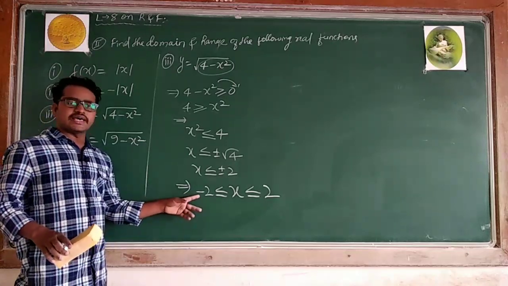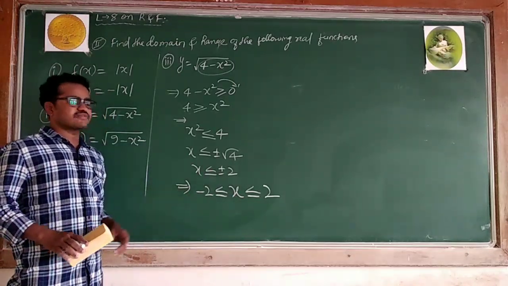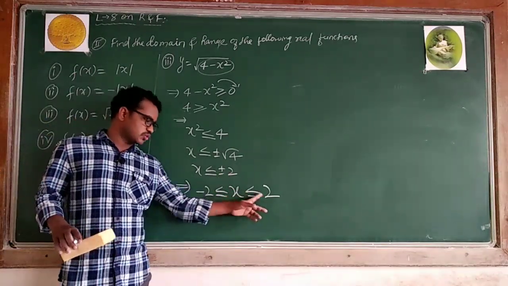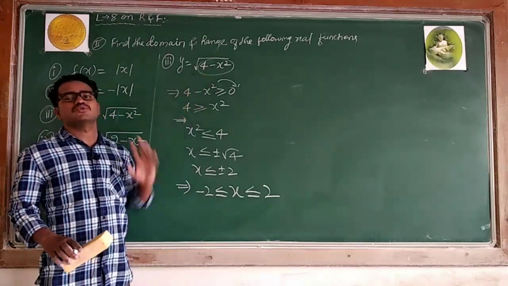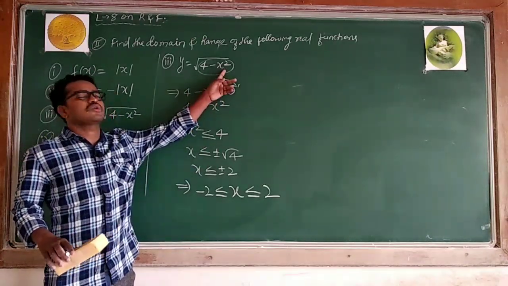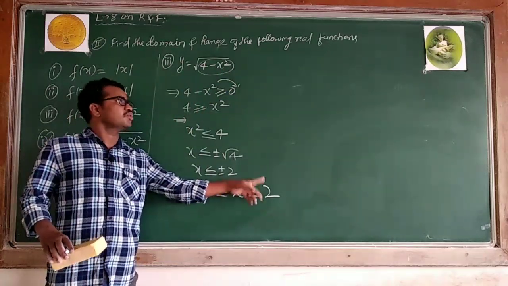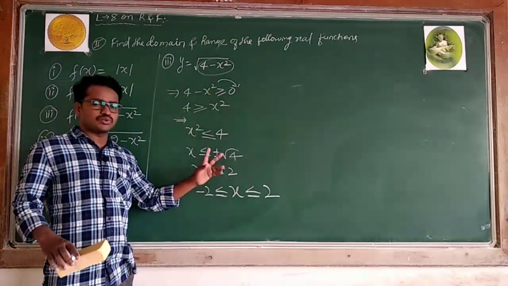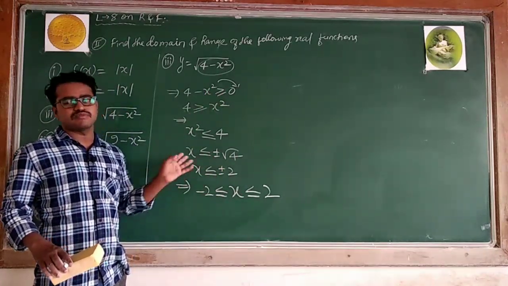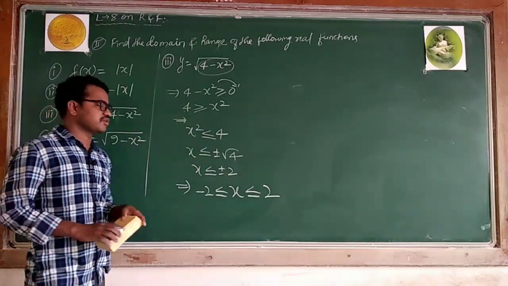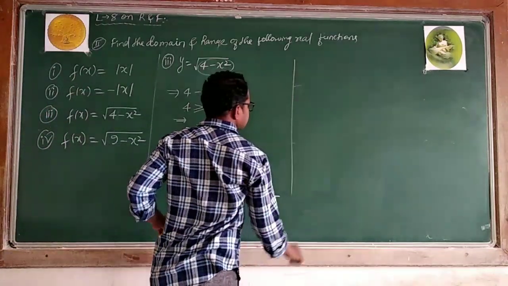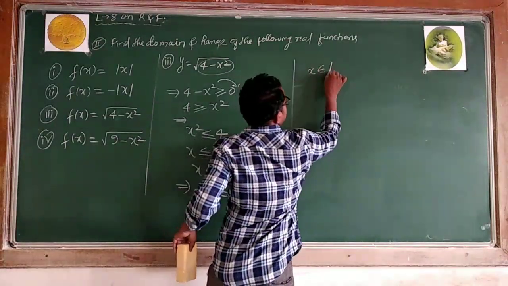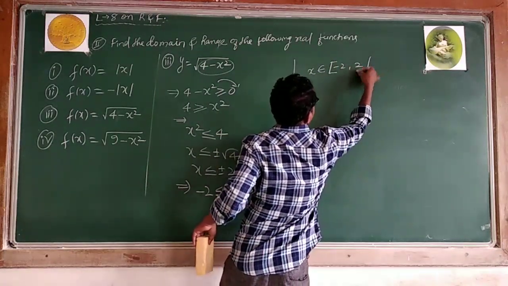Whenever x lies in between minus 2 to plus 2, I can take any value in between minus 2 to plus 2. When you are taking in between, you will get all positive values. Minus 2 square, 4 minus 4, 0. Plus 2 square, 4 minus 4, 0. You can take any value in between, 0, 1, 1.1, 1.3, 1.5, whatever fraction number you can take. Here x value belongs to minus 2 to plus 2.